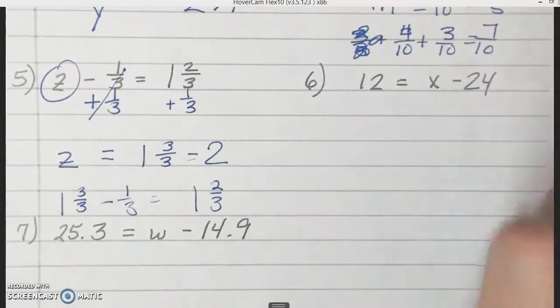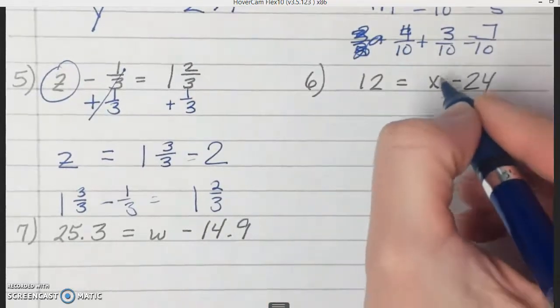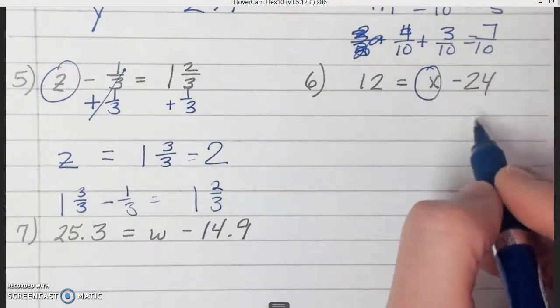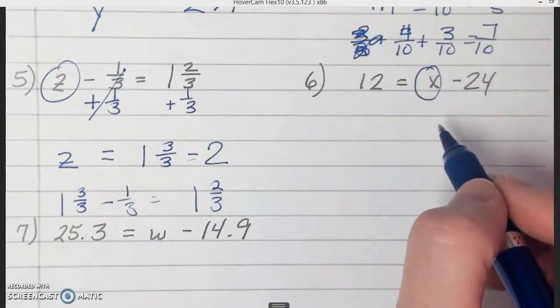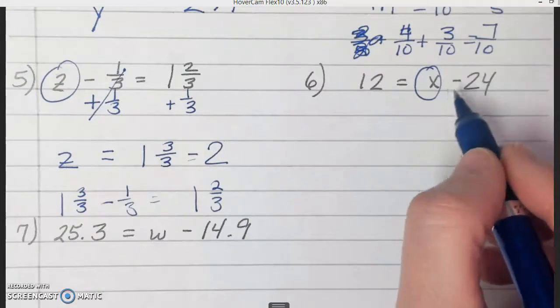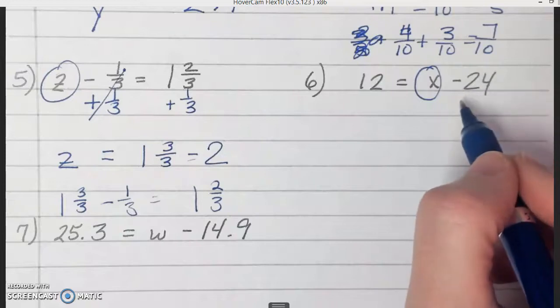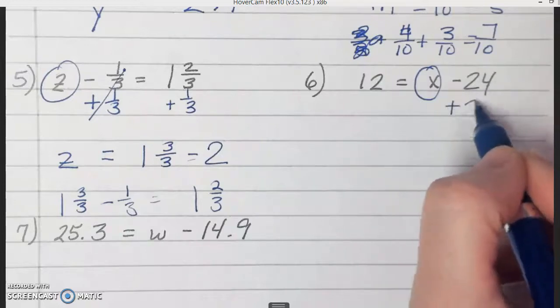Okay, look at number 6. So we're trying to get x by itself. I always like to circle it or highlight it or do something. It helps me kind of focus in on what I'm doing. So here I have x minus 24. So to undo this, what do I need to do? Add 24.